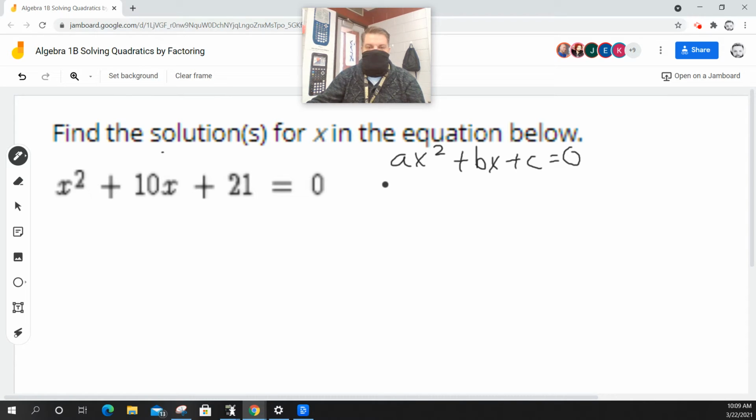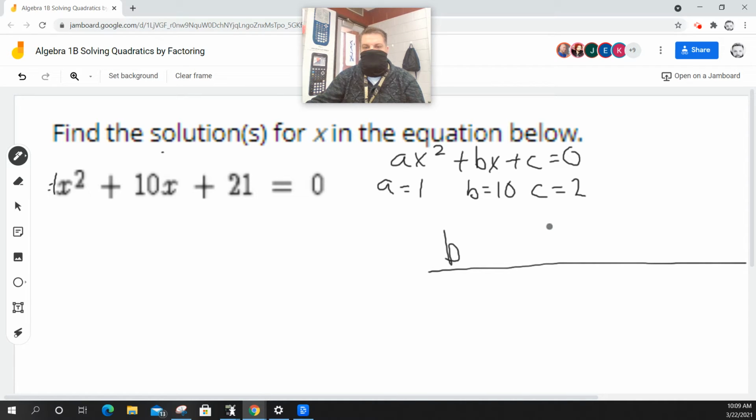By writing things down, I'm going, okay, what is A? Well, A is equal to the 1 that's in front of this thing. So A equals 1. B is the number in front of just x to the first power, then it's 10. C then would be 21, positive 21. And so by writing out all these steps, it makes it easier for me. B is equal to 10, and A times C is equal to 1 times 2.